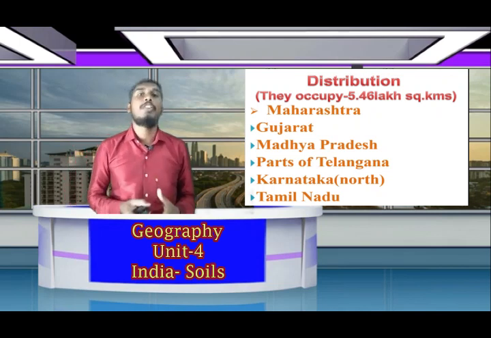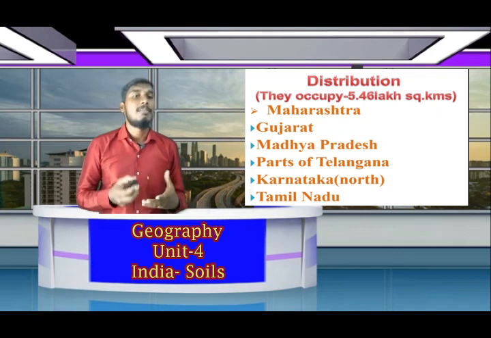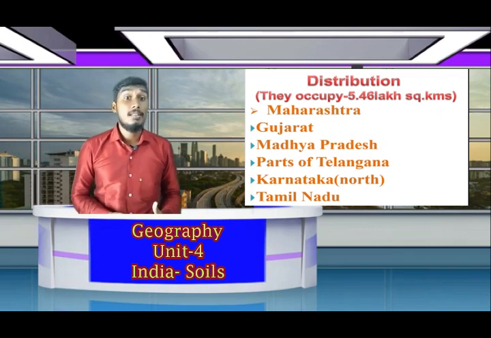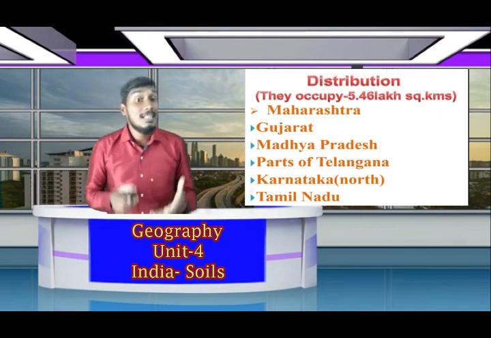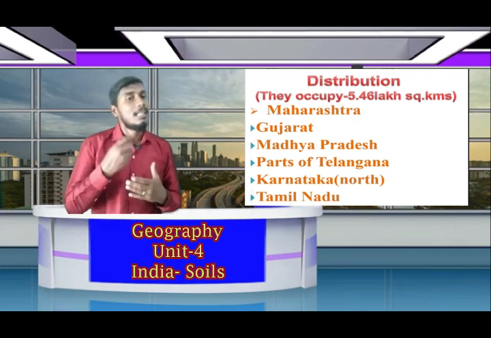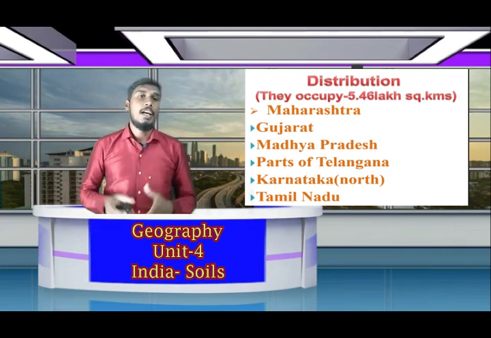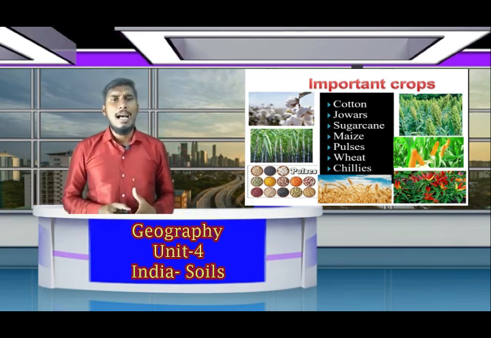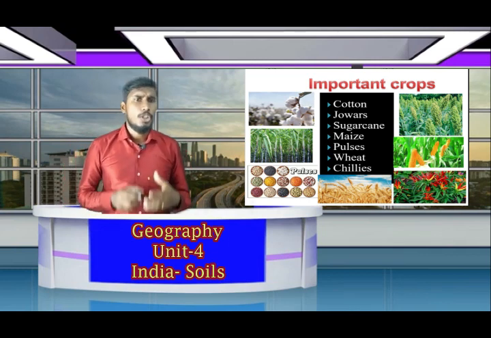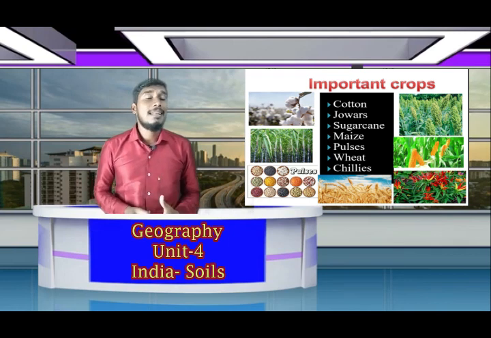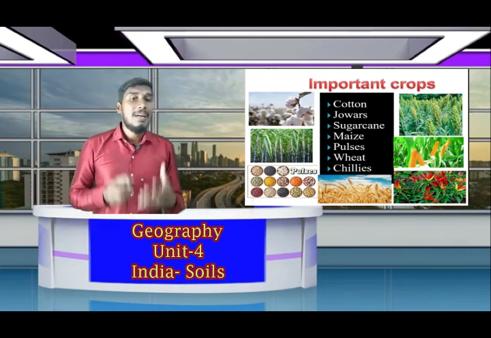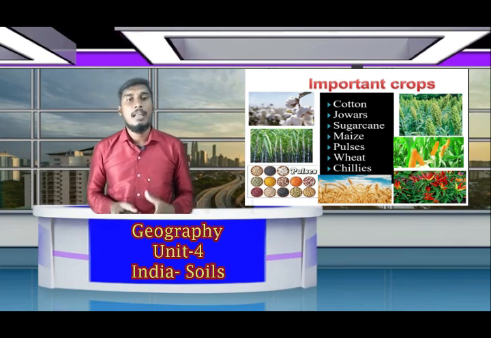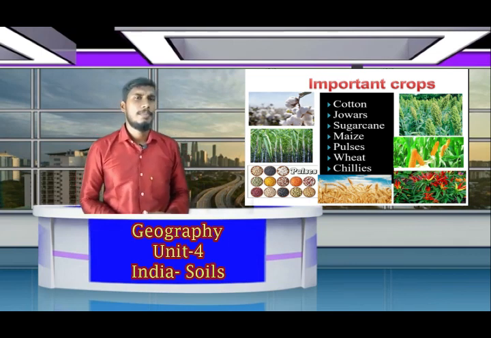And dear children, the distribution, it occupies an area of 5.46 lakh square kilometers in the places of Maharashtra, Gujarat, Madhya Pradesh, parts of Telangana, Karnataka, North side, and Tamil Nadu. And the important crops grown in the areas are cotton, jowar, sugarcane, maize, pulses, wheat, and chilies.